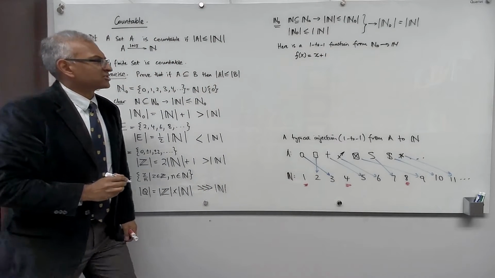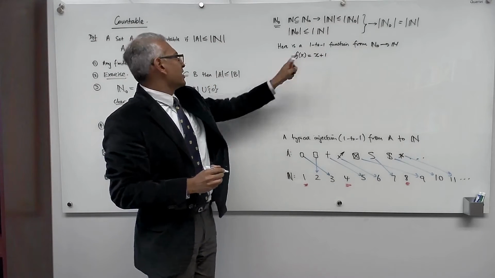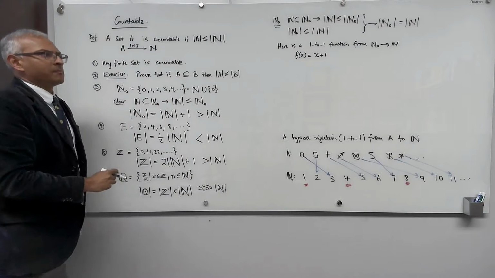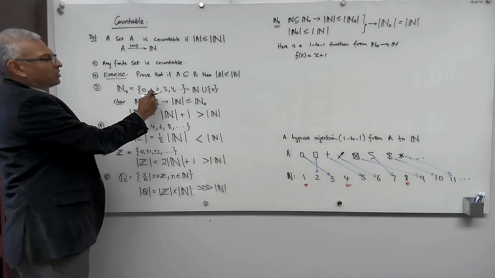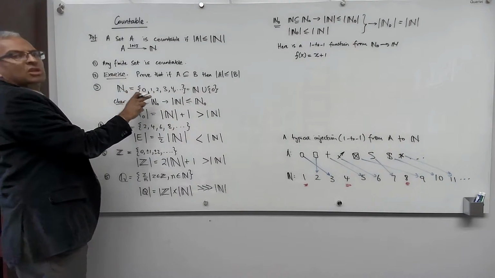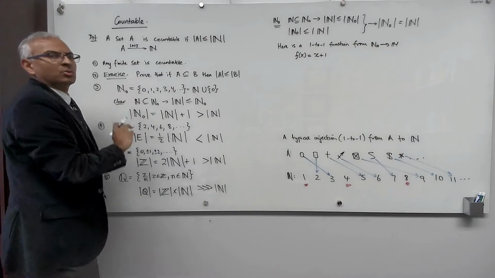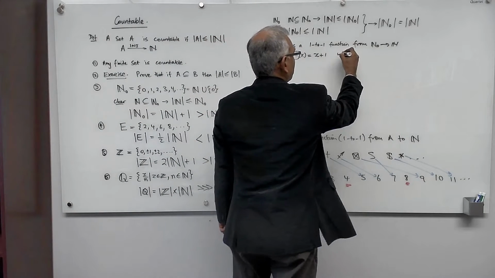So is this a valid function? Well, it's perfectly well defined for every element of N0. You just add 1. Okay. And when you add 1, do you get an element of N? Yes, because you get all the natural numbers. The smallest you can get is 0 plus 1, which is in N. Okay, so it's a well-defined function. Well-defined.